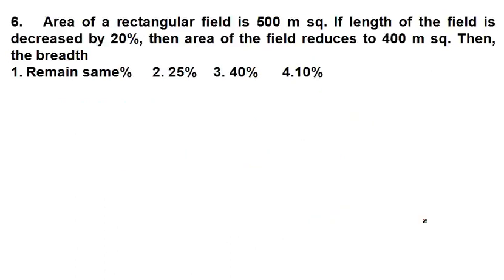Okay, this is the same question. No, wait. Okay, there's a data change. Before it was 500, now it is 400. Okay, data change. Okay, do it. Area is length into breadth. Area is given as 500 and length got reduced by 20%. 20% got reduced means it will become 400. Then the area will be, but the area reduced to 400.